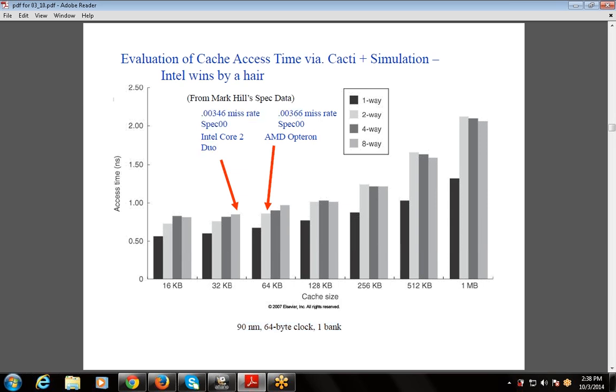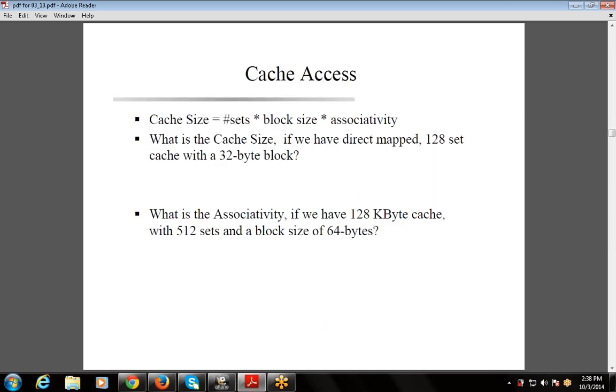0.00366 miss rate, FAC00 AMD Opteron. So this is the AMD operation and this is the Intel Core Duo operation. The dark black line shows the one way, then two way, then four way, and then eight way.